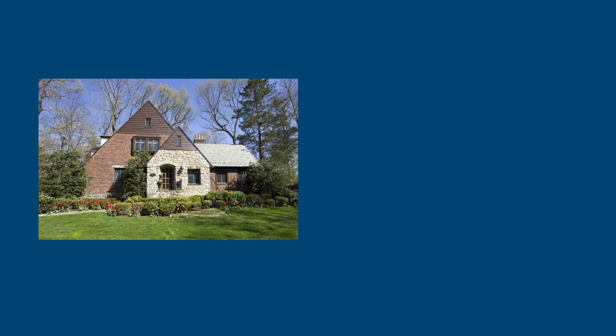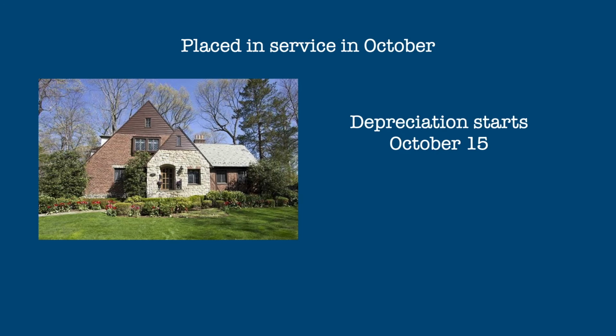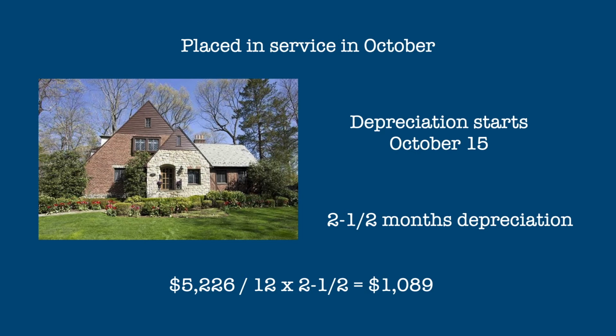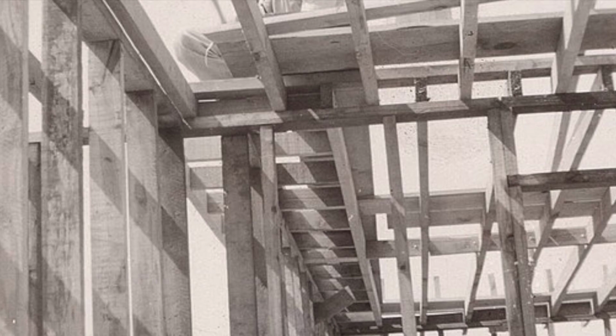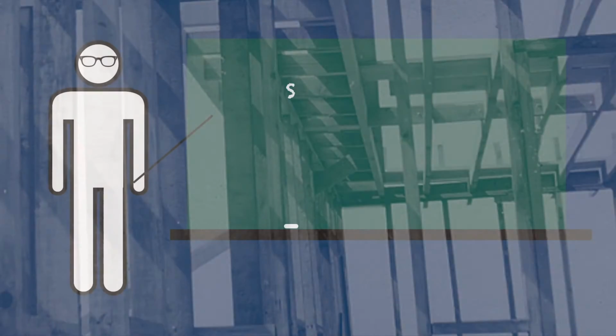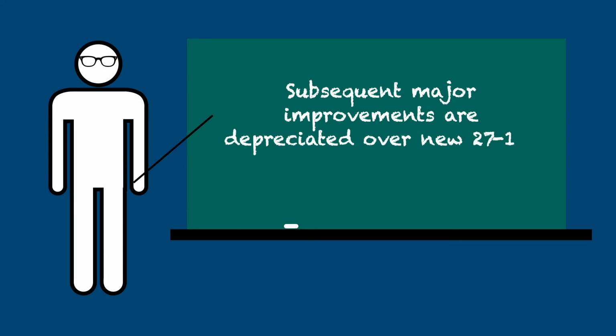If you purchase the property in May and put the property in service after the renovations were completed in October, you would claim depreciation from October 15th, which is 2.5 months of depreciation, or $1,089. But what if you make major improvements to the property at a later time? The cost of these improvements would be depreciated over a new 27.5 or 39-year asset life.